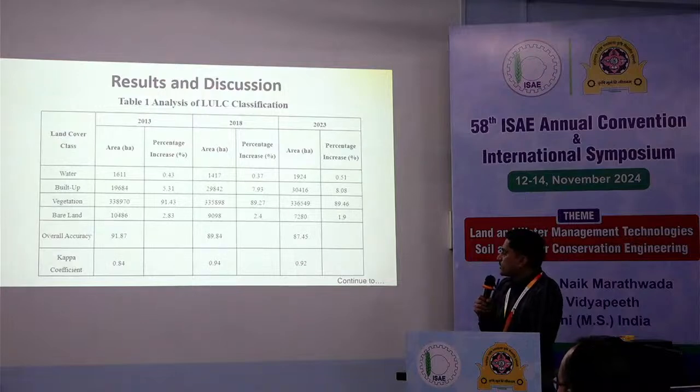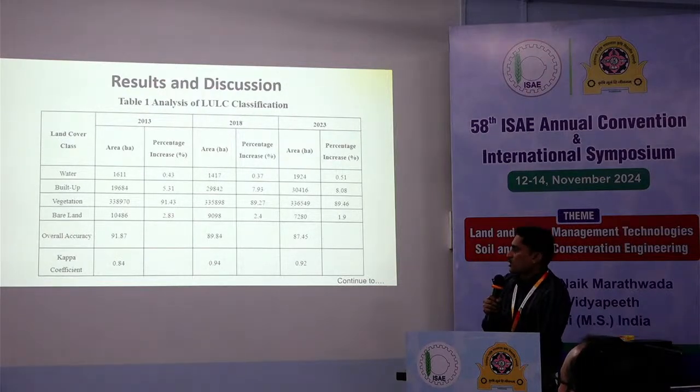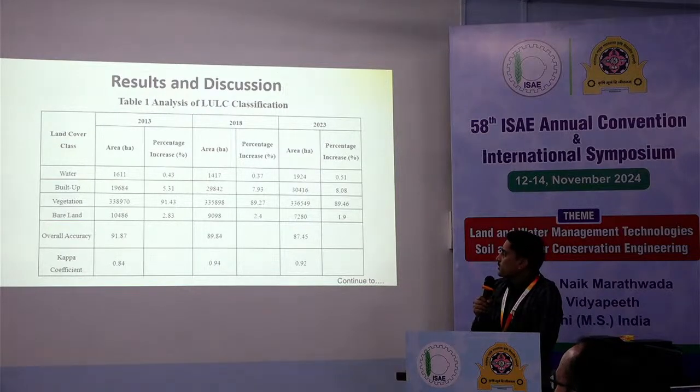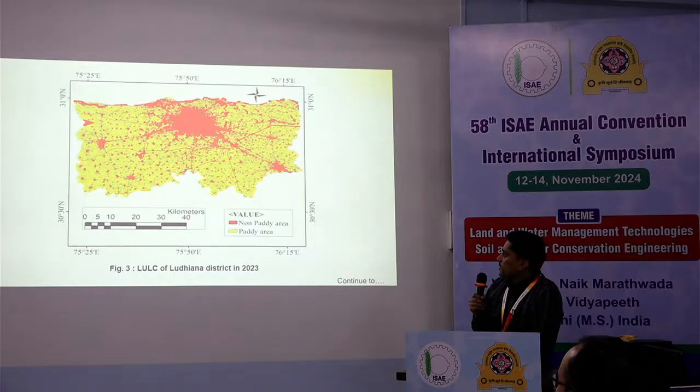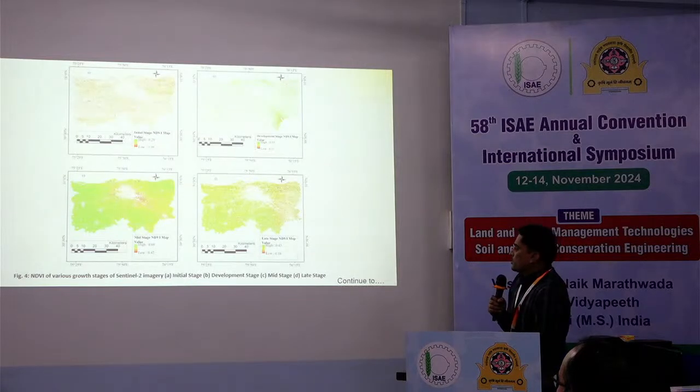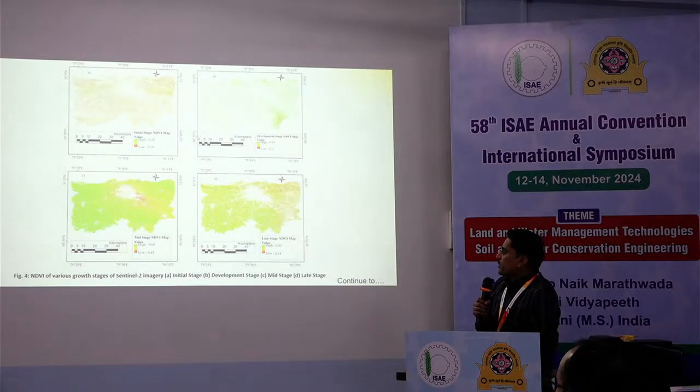meters. Overall accuracy is 0.92, kappa coefficient 0.82. Next please. So this is the classified map of the paddy crop. Next please. So this is the NDVI at various stages of the Sentinel imaging.